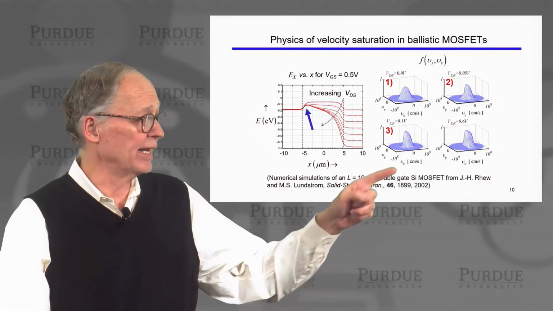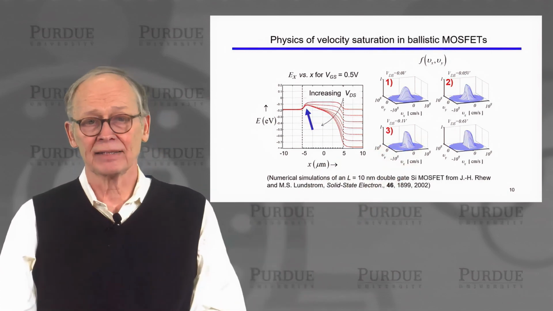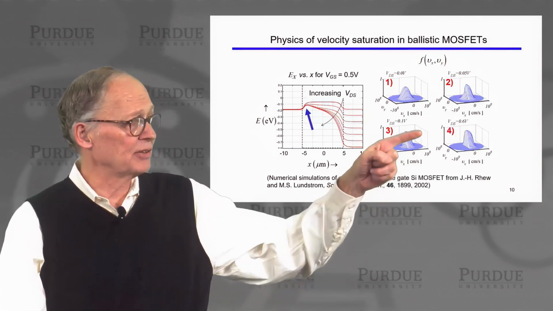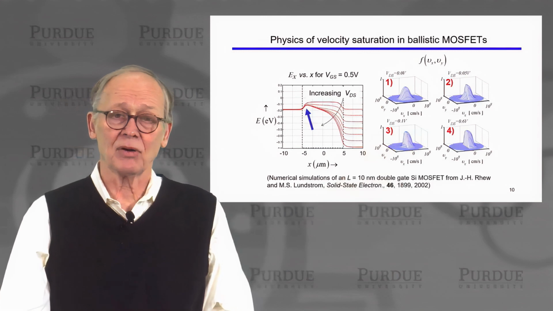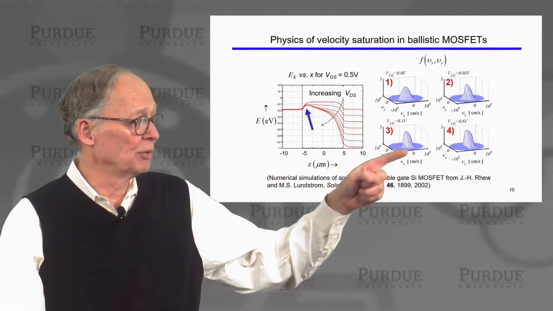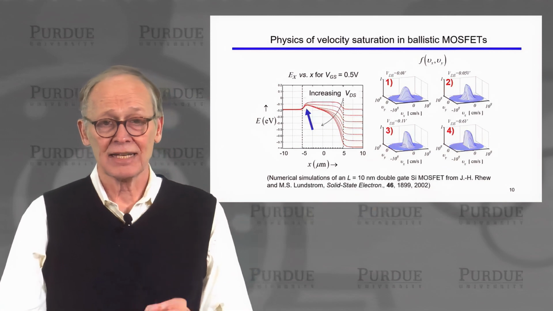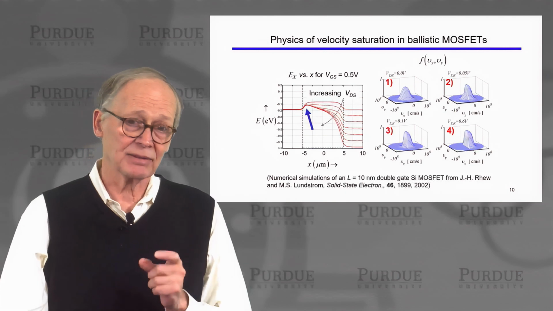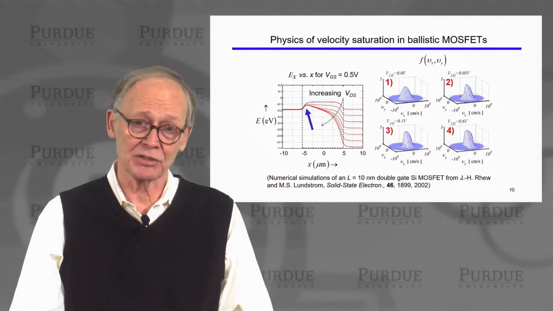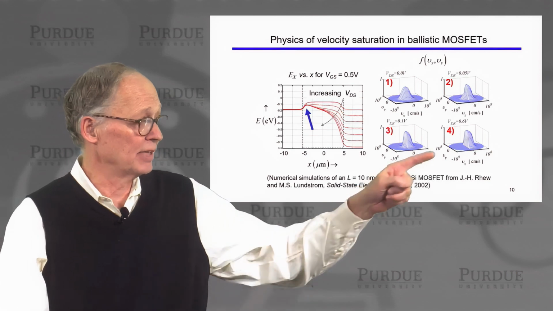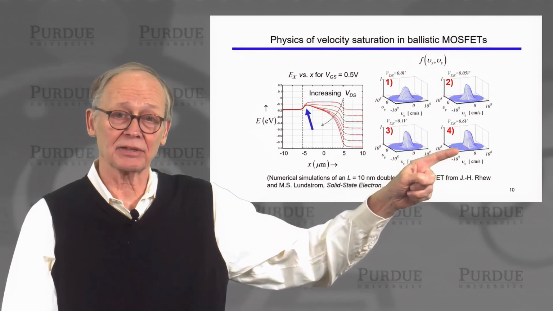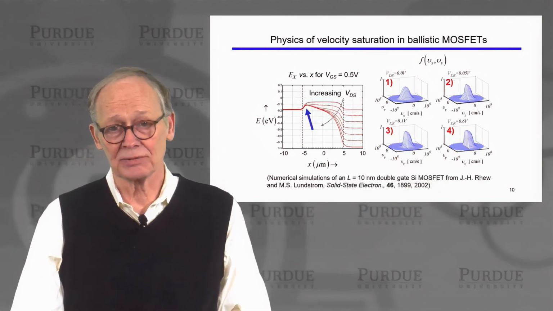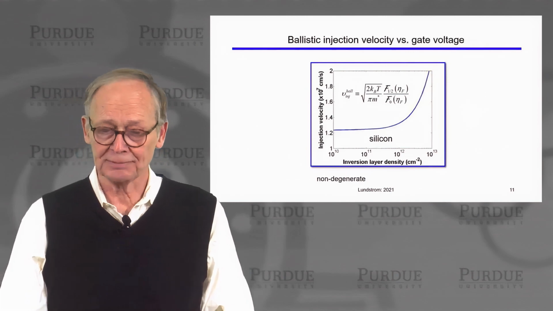We increase the drain voltage again, we'll have even fewer negative velocity electrons, and the average velocity will increase more. But if we increase the drain voltage enough, we will cut off all of the negative velocity electrons. We will only have positive velocity electrons. Their average velocity is the unidirectional thermal velocity, and we can't make the velocity at the virtual source any larger than that. These electrons are thermal equilibrium electrons that came in from the source. So that's the physics of velocity saturation in a ballistic MOSFET.